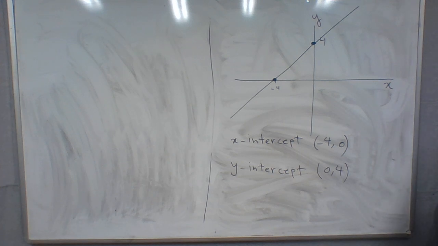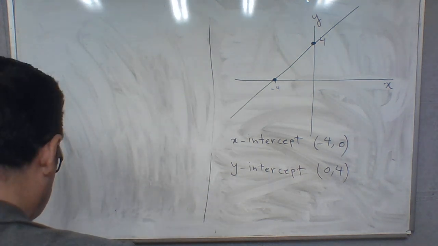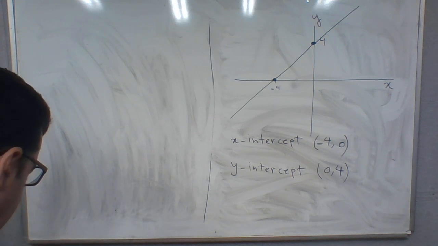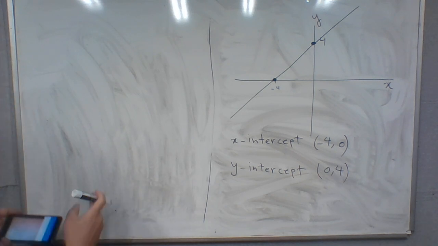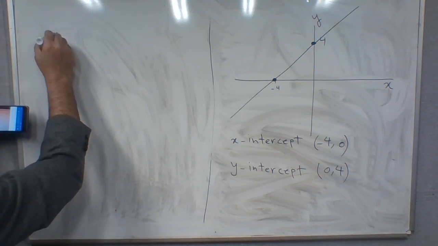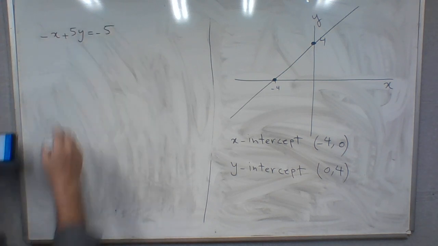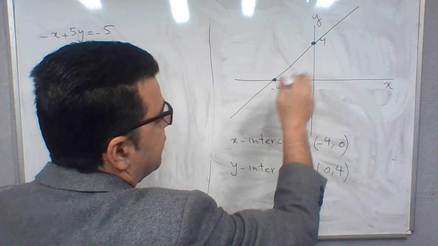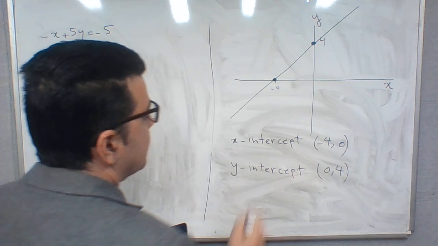Okay, let's go to problem 100. Find the intercepts of the line negative x plus 5y equals negative 5. If you look at this graph, you see that the x-intercept is where y is 0 and the y-intercept is where x is 0.